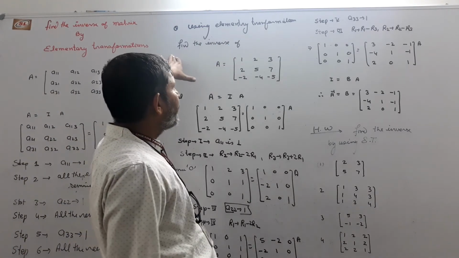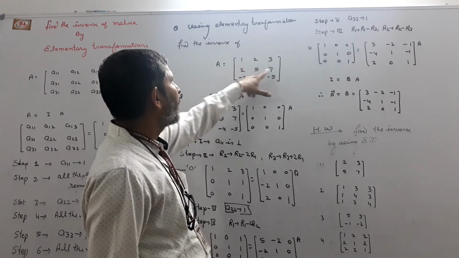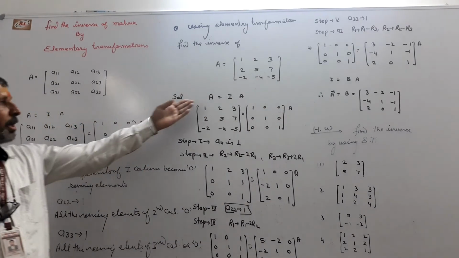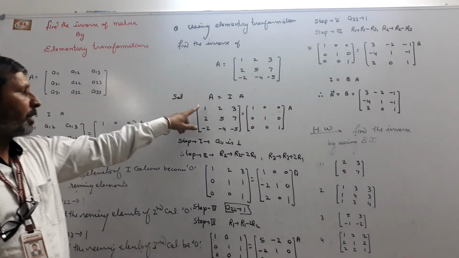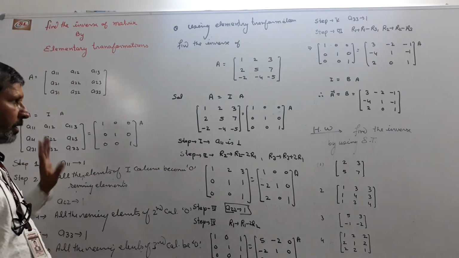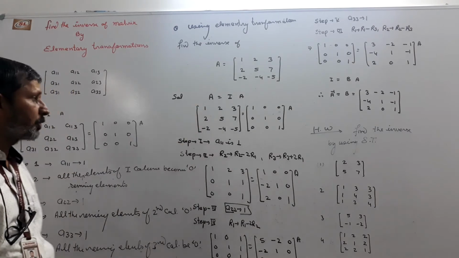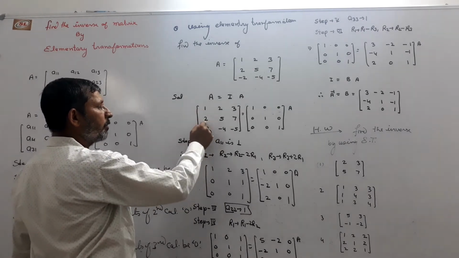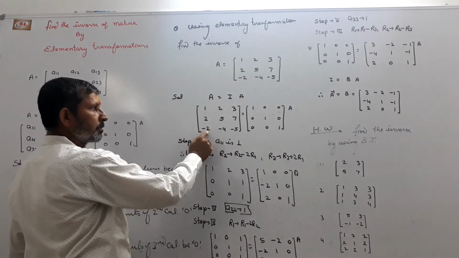Using the elementary transformation, find the inverse of the matrix A: 1 2 3, 2 5 7, minus 2 minus 4 and 5. So A equals IA, putting the value of A, I is the unit matrix and A as it is. The first step, A11 as 1. In this question A11 is already 1, so the first step is okay. Then in the second step we change all the remaining elements of this column to 0. How can we do that? R2 becomes R2 minus twice R1, and R3 becomes R3 plus twice R1.